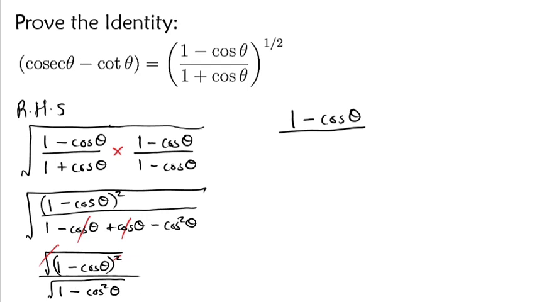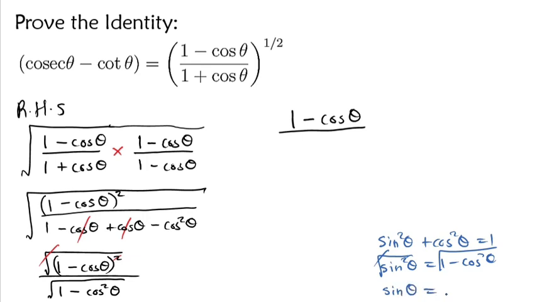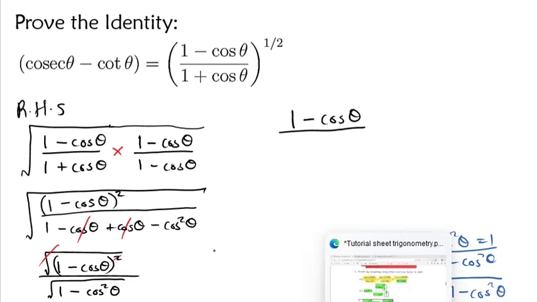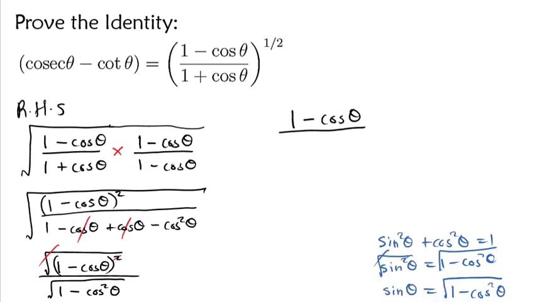Now, just a quick reminder. We know that sine square plus cos square is equal to 1. So this means that sine square is equal to 1 minus cos square. Now, if I introduce a square root to both sides, what does this mean? Square root cancels square, meaning that sine is equal to the square root of 1 minus cos square theta. So that's the denominator that we have there, the square root of 1 minus cos square. That means that I can just replace that with sine, according to this identity here.